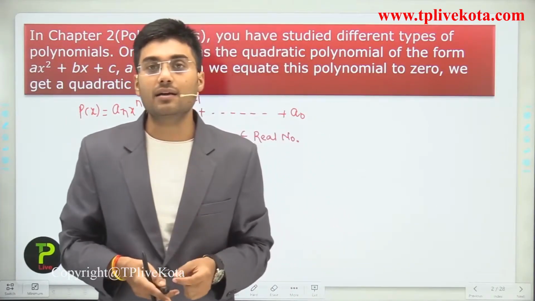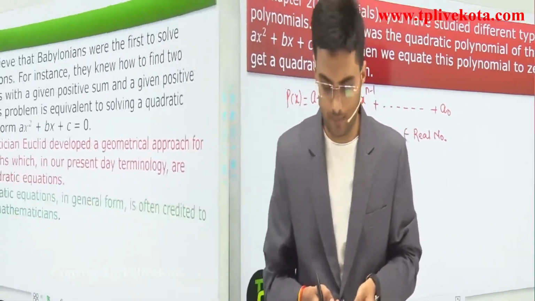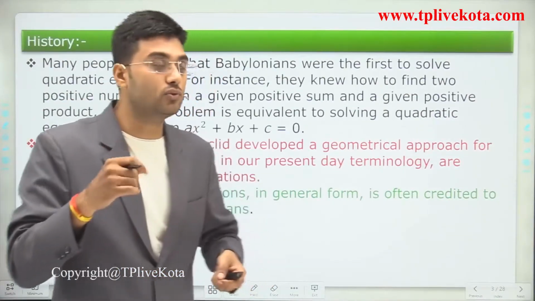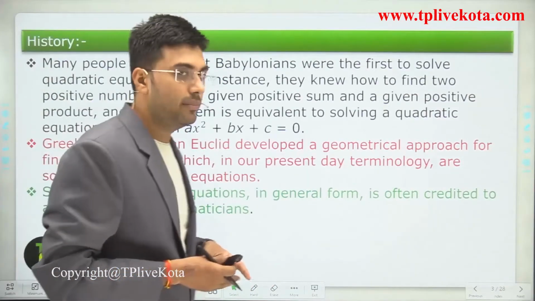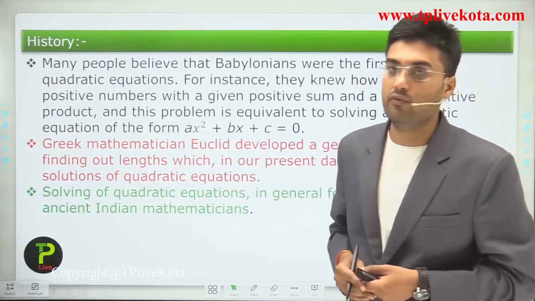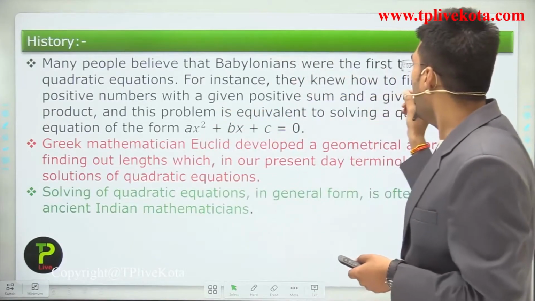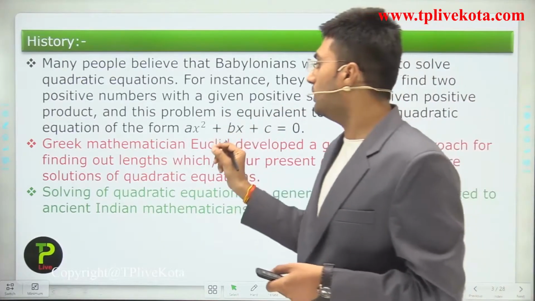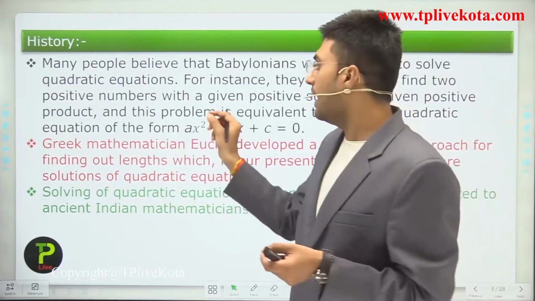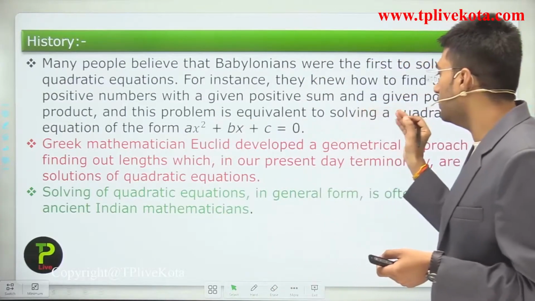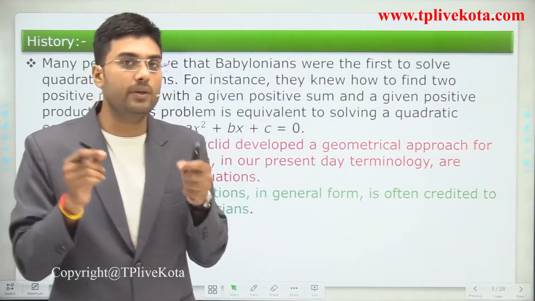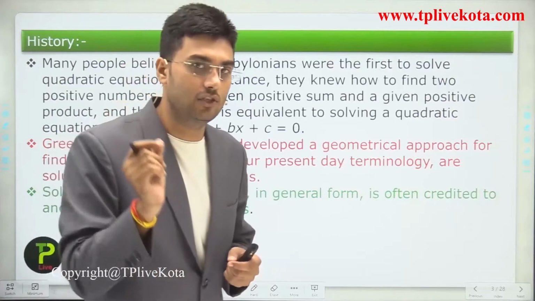So let's start with the history of quadratic equations. Many people believe that Babylonians were the first to solve quadratic equations. For instance, they knew how to find two positive numbers with a given positive sum and a given positive product, and this problem is equivalent to solving a quadratic equation in the form ax square plus bx plus c equals 0. Clear?